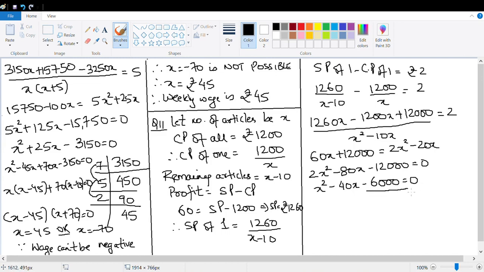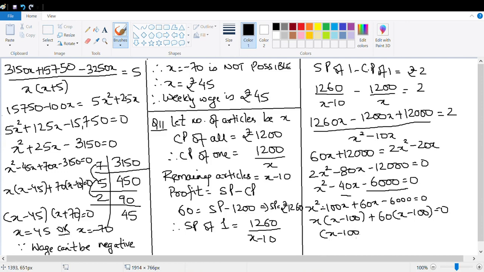I need to find factors of negative 6,000, the sum of which is negative 40. This one is simple as well. 60 into 100 will give me 6,000 and the subtraction will give me 40. So X square plus 100X minus 60X minus 6,000 is equal to 0. X times X minus 100 plus 60 times X minus 100 is equal to 0. X minus 100, X plus 60 is equal to 0, so X is equal to 100, or X is equal to negative 60.